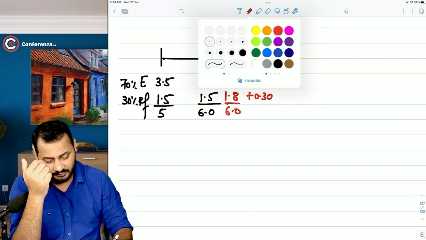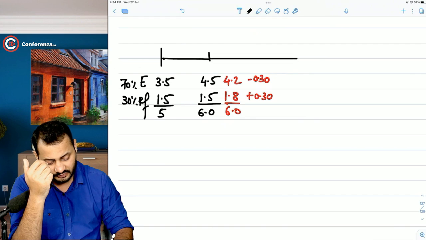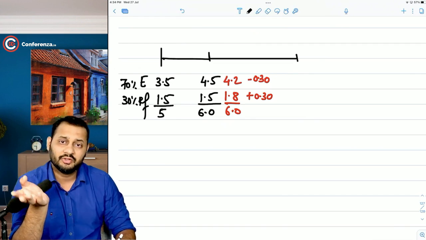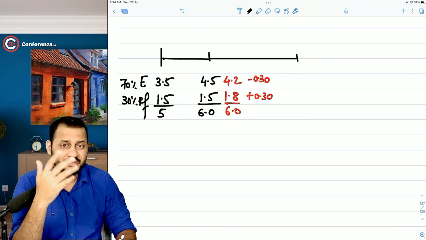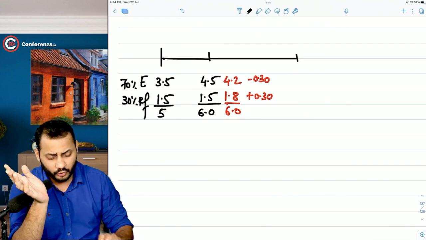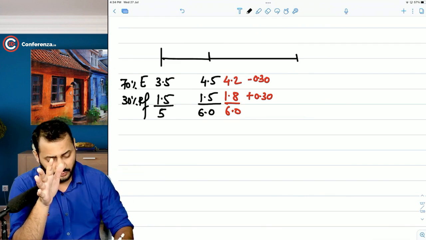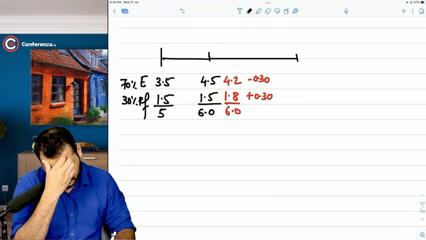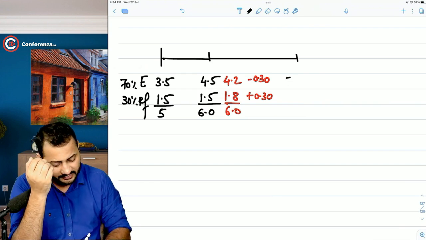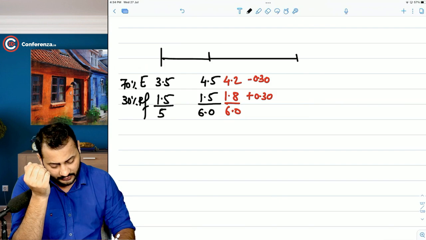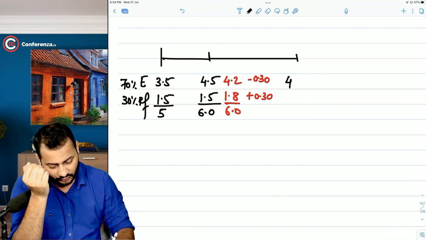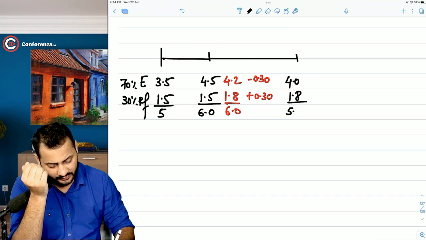Then again, you will come back after a month and see the portfolio value. It might go from 4.2 to any point. Let's say for example it goes to 5 lakh, or let's reduce the value. It goes to 4, and this is 1.8. The total is 5.8 only.